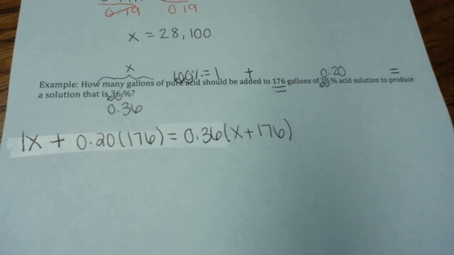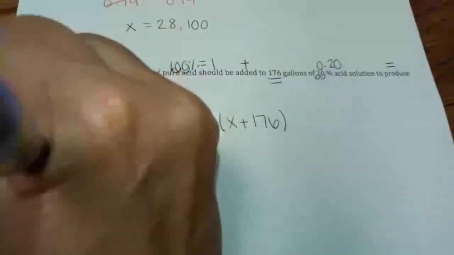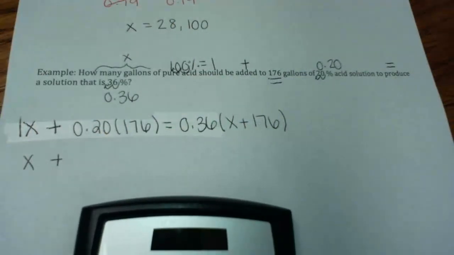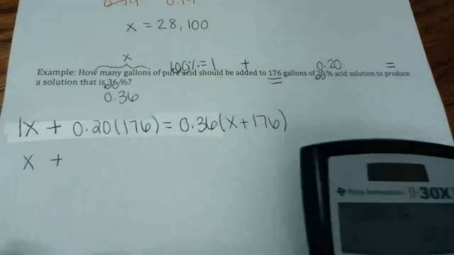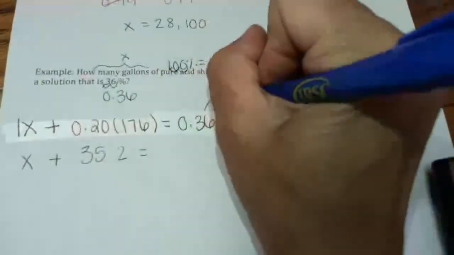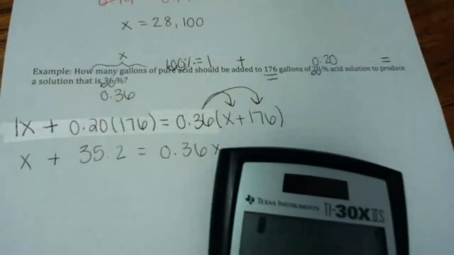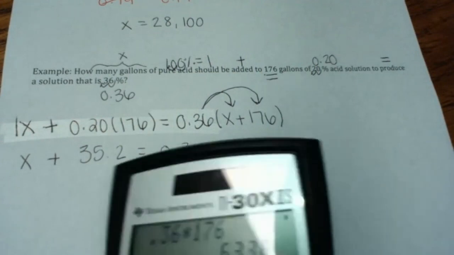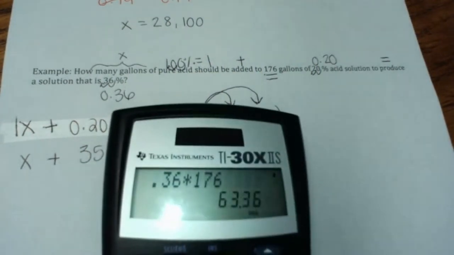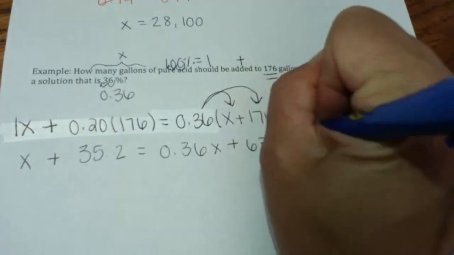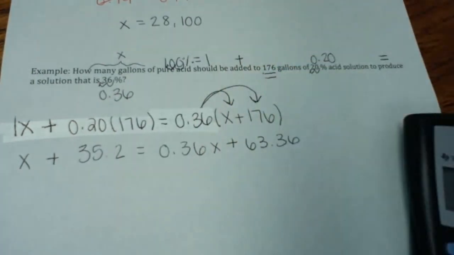Let's go ahead and solve this. So 1x is just x plus 0.20 times 176, which will give us 35.2, will equal, let's distribute, so 0.36 times x is 0.36x. 0.36 times 176 will give us 63.36. So plus 63.36. Getting closer, let's combine some like terms.